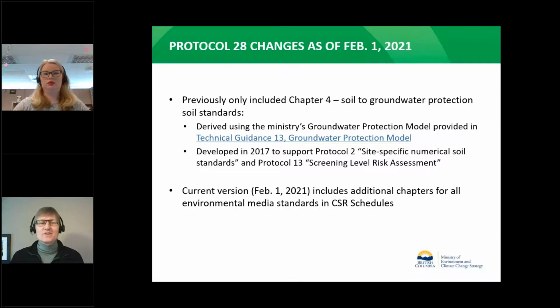Chapter 4 was developed in 2017 to support other protocols that were revised at the time, including Protocol 2, titled Site-Specific Numerical Soil Standards, and Protocol 13, titled Screening Level Risk Assessment. This was done as both Protocols 2 and 13 are also based on the Ministry's groundwater protection model. The current version of Protocol 28, approved February 2021, now includes the derivation details for all media standards in the CSR and not just those limited to Chapter 4. Let's talk next about the recent comments received on the protocol. Next slide, Cindy.